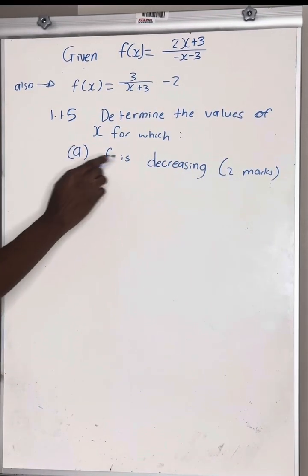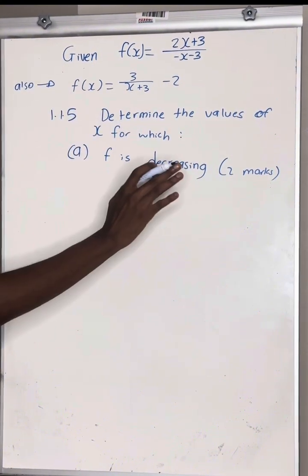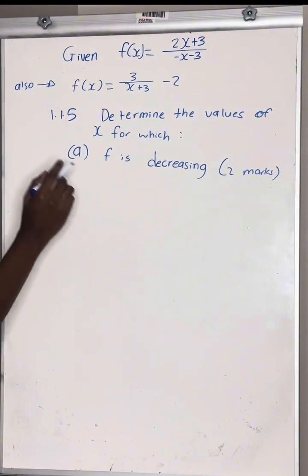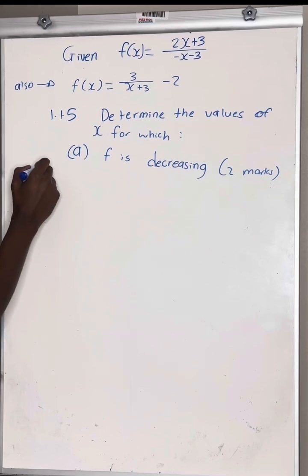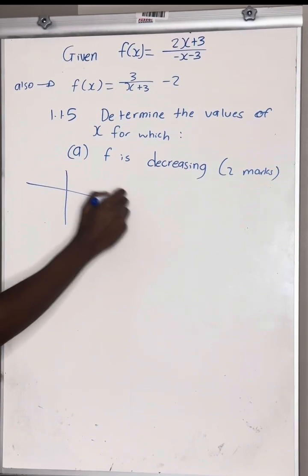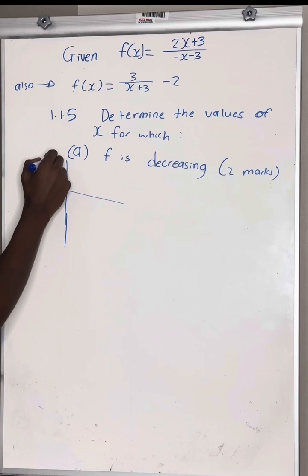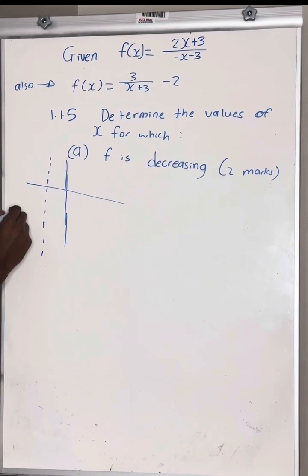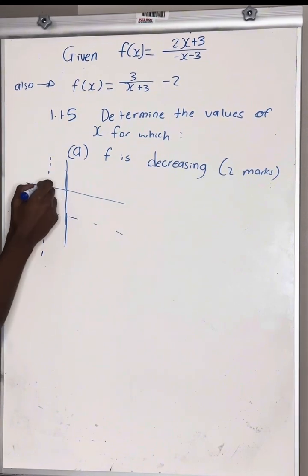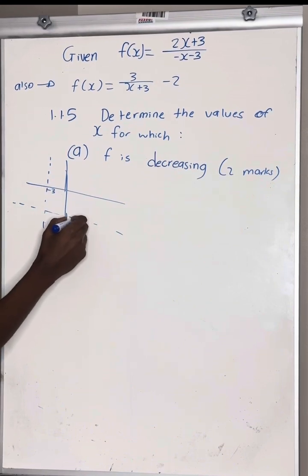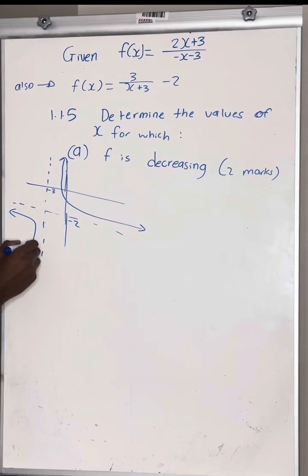Determine the values of x for which f is decreasing, for 2 marks. Okay, so remember our hyperbolic function when we sketched it, it was something like this. We had our vertical asymptote and our horizontal asymptote. This was negative 3, and then this is negative 2. It looks something like this and like this. Okay, so we're looking for the values of x for which f is decreasing. Now we're looking at the function.